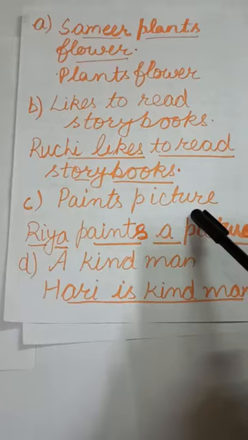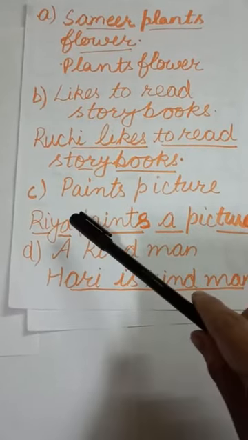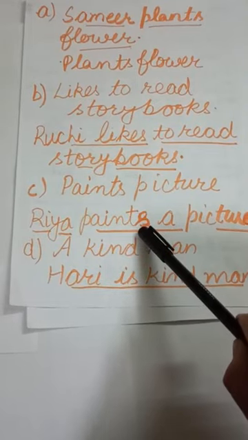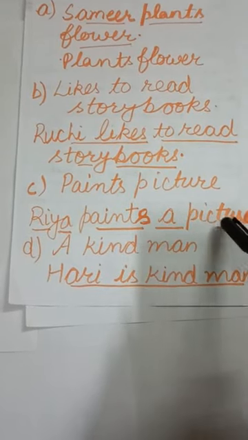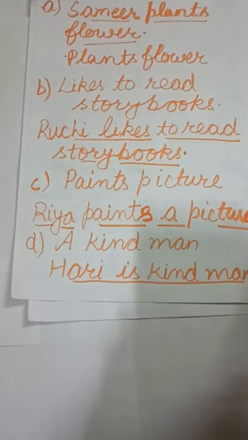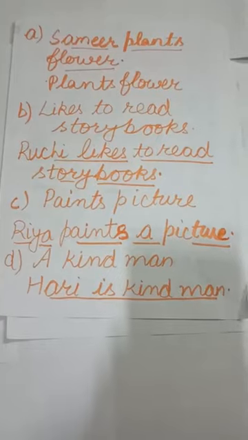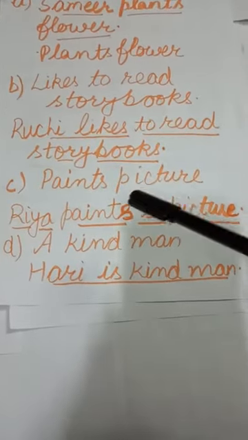Paints picture. Ria paints a picture. Ria is the subject, paints is the verb, and picture is the object. So it is a complete sentence with a punctuation mark and the first letter is capital. So you have to underline it because this is the complete sentence.